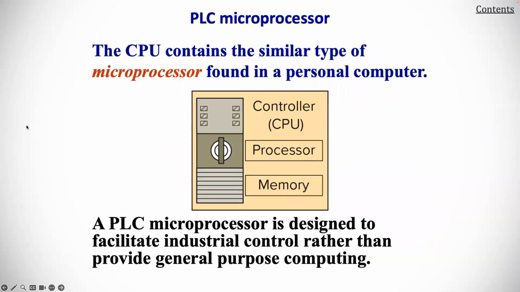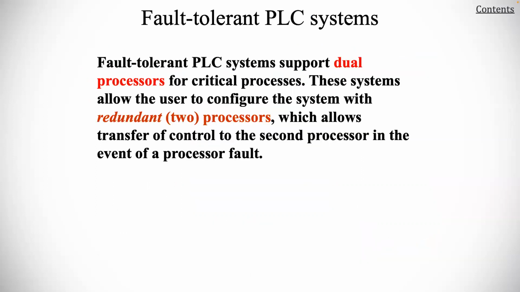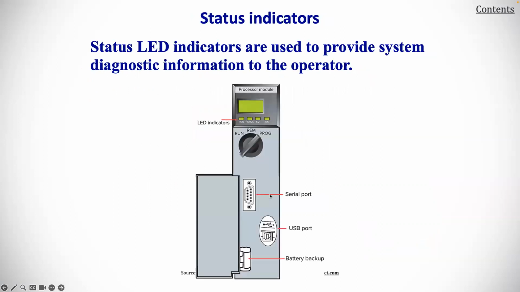For a PLC microprocessor, the PLC contains a similar type of microprocessor found in a personal computer, so keep that in mind. A PLC microprocessor is designed to facilitate industrial control rather than providing general purpose computing. We also have fault-tolerant PLC systems, where you can have multiple, more complicated processors to help you make sure that things continue to operate in an industrial environment.